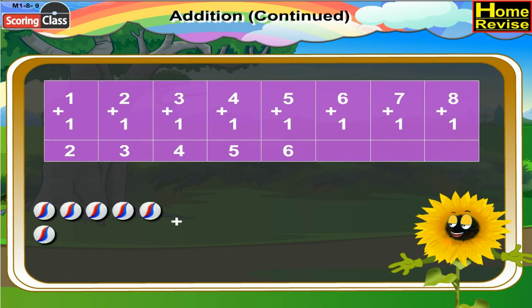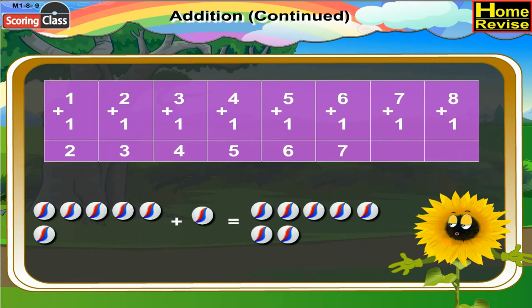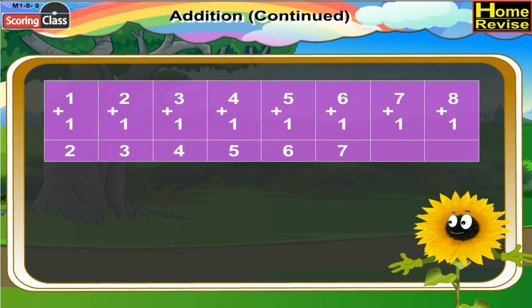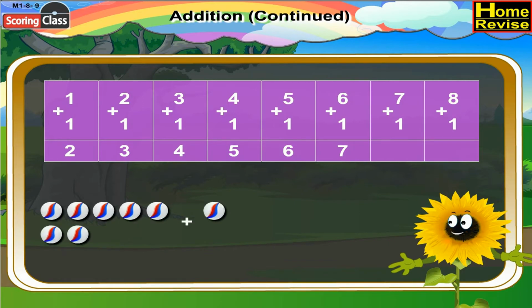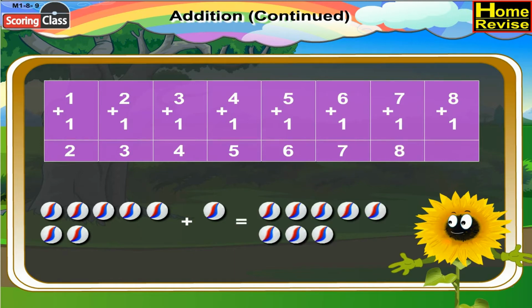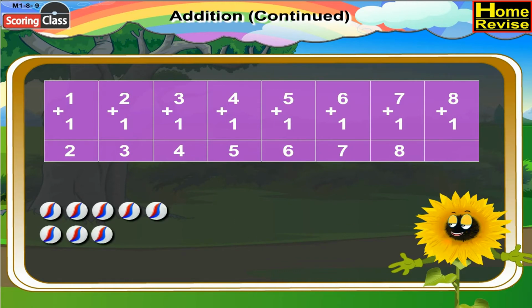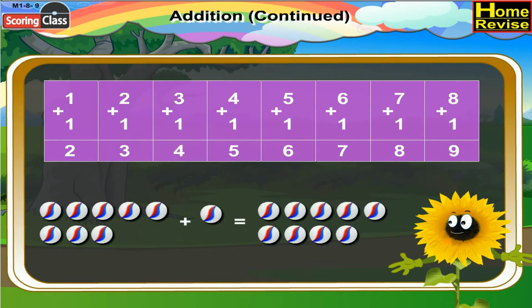If you have 6 marbles and 1 more marble is added to it, that would be 6 plus 1, 7 marbles. Now that you have 7 marbles and 1 more marble is added to it, that would be 7 plus 1, 8 marbles. Now you have 8 marbles and 1 more marble is added to it. That would be 8 plus 1, 9 marbles.